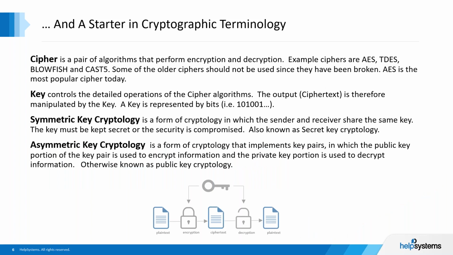Encryption is actually a subset of cryptography, and some cryptographic terminology that I think is important to understand is a cipher, which is a pair of algorithms, the encryption and decryption, that perform that encoding and decoding function. Some example ciphers are Advanced Encryption Standard, or AES, Triple DES, Blowfish, and CAST5. It's important to understand that the lifespan of these ciphers is limited. Older ciphers typically should not be used, certainly after they've been broken. And today, AES is the most popular cipher.